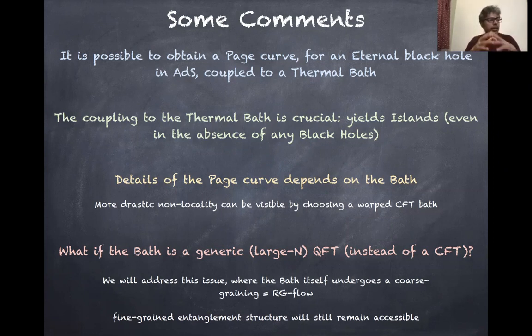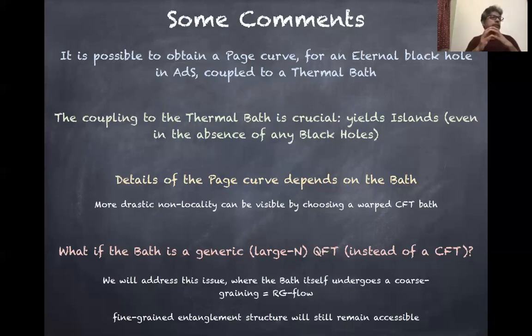Now the question you can ask is, suppose I take the bath to be a generic quantum field theory, which has its mass scales and so on, and in fact it can go through an RG flow of its own, which would be coarse-graining itself. If the bath is coarse-graining itself, then do I still have access to the fine-grained information or not? And if so, in what way?